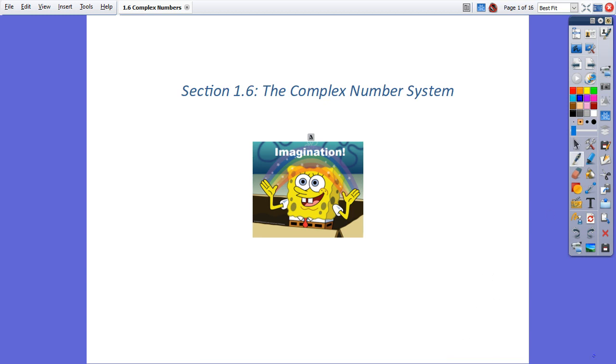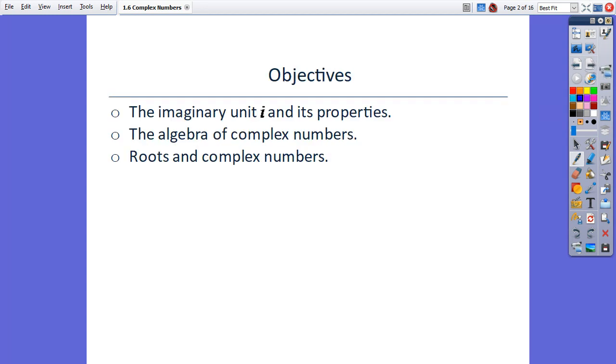All right, we're going to be looking at 1.6, the last section in the first unit, the complex number system. So, looking at imaginary numbers and all the things that go with it. The objectives are the imaginary unit i and its properties, the algebra of complex numbers, so some of the arithmetic that we use for complex numbers, and then looking at roots and complex numbers, looking at more radicals that involve pulling an i out and things like that.